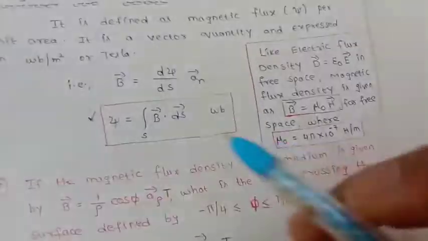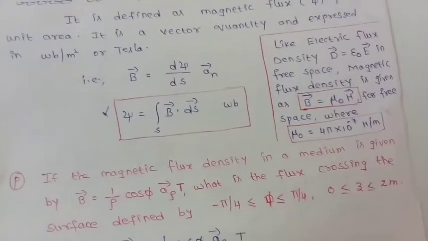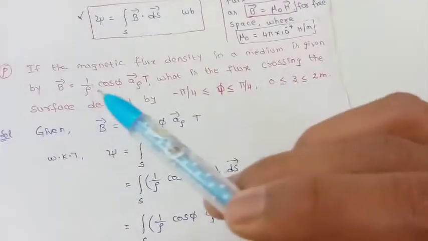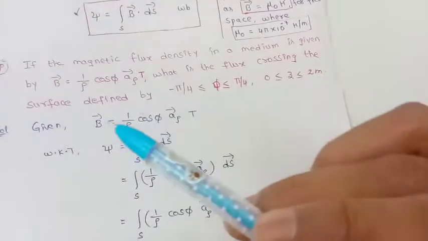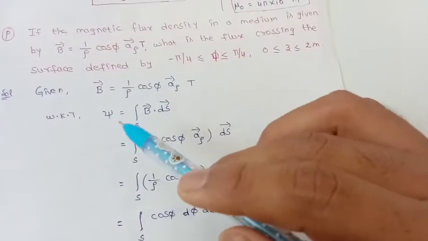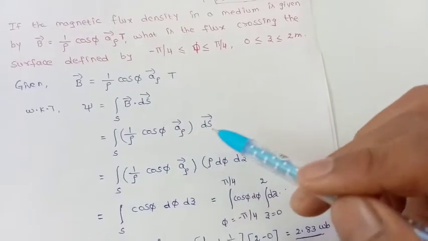We know that magnetic flux is equal to the open surface integral of B bar dot dS bar, in Webers. Now see, if the magnetic flux density in a medium is given by this, what is the flux crossing the surface defined by this and this? We know that phi is equal to surface integral B bar dot dS bar. They have given B bar, then dS bar you have to find out.